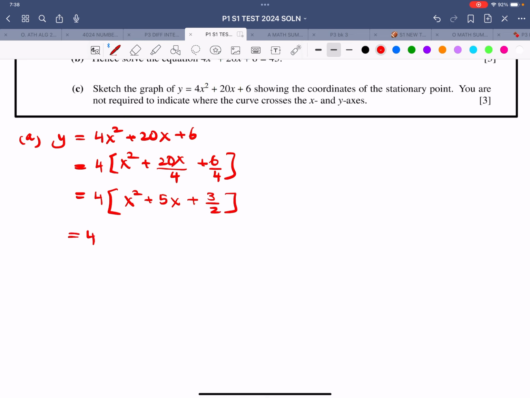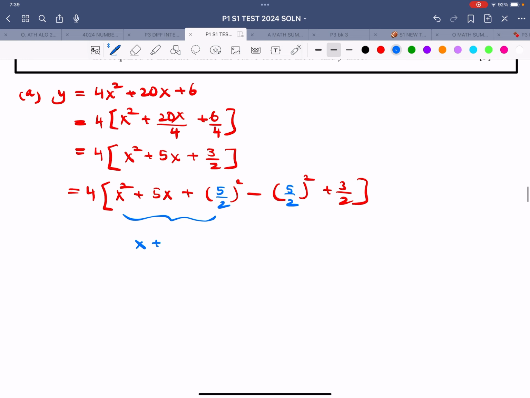Now 4 outside, this is x square, this is 5x plus something square minus something square plus 3 over 2. Now what goes inside the bracket? Half the coefficient of x, which is 5 over 2. Now rewrite the first three terms as a perfect square. This is x plus 5 over 2 whole square. Don't forget there is 4 still waiting outside the bracket.